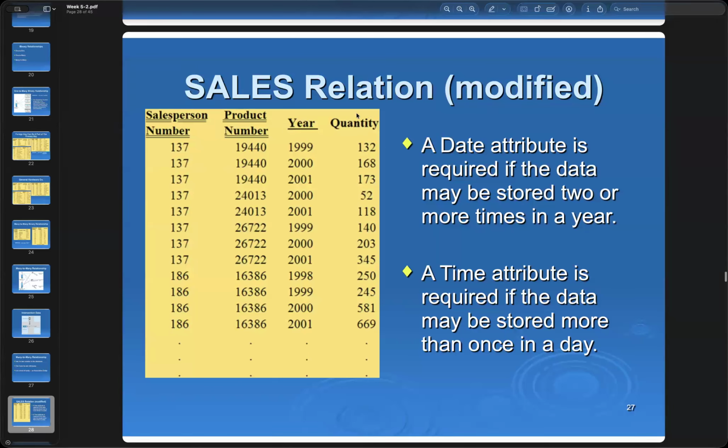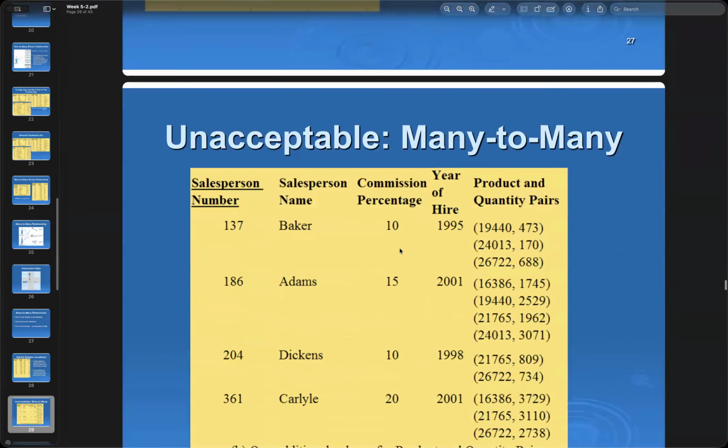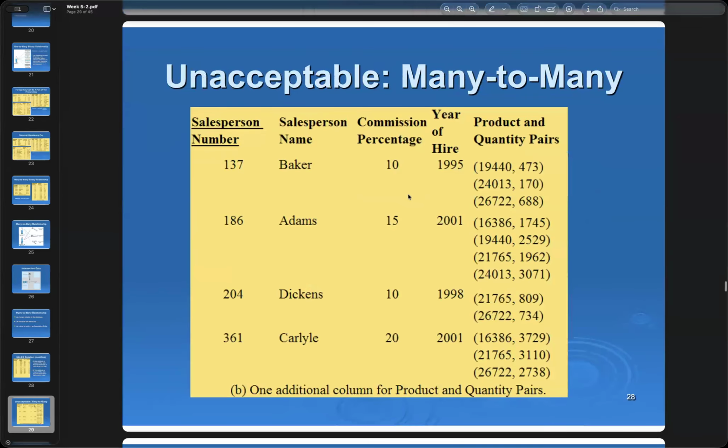A date attribute is required if the data may be stored two or more times in a year. And the time attribute is required if the data may be stored more than once in a day. So we need to extend over here, so we need to modify it. And here, one thing you need to be careful about.